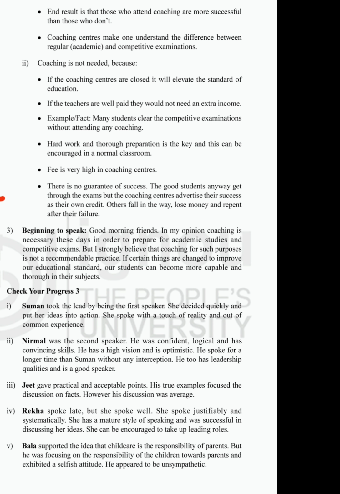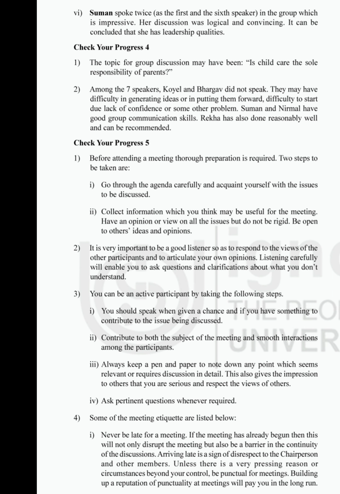Bala supported the idea that child care is the responsibility of parents. But he was focusing on the responsibility of the children towards parents and exhibited a selfish attitude. He appeared to be unsympathetic. Suman spoke twice, as the first and the sixth speaker, in the group, which is impressive. Her discussion was logical and convincing. It can be concluded that she has leadership qualities.